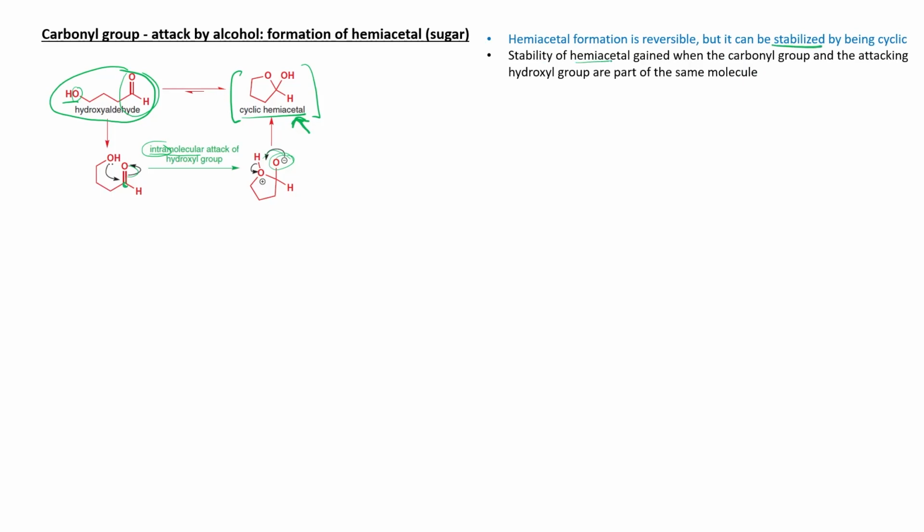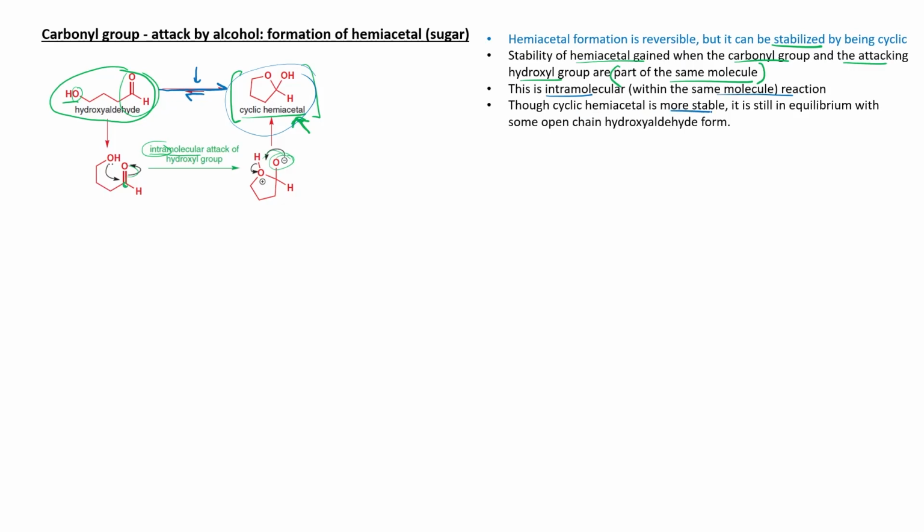The stability of the hemiacetal is gained when the carbonyl group and the attacking hydroxyl group are part of the same molecule. This is an intramolecular reaction. If you look at the arrow here, you can see this is longer than the bottom one, meaning that the formation of the cyclic hemiacetal is more favored. If you do the reaction, maybe 90% of the time you will get the cyclic hemiacetal. It's very difficult for the cyclic hemiacetal to go back to the hydroxyaldehyde. That's what this arrow means. This is intramolecular, a reaction within the same molecule.